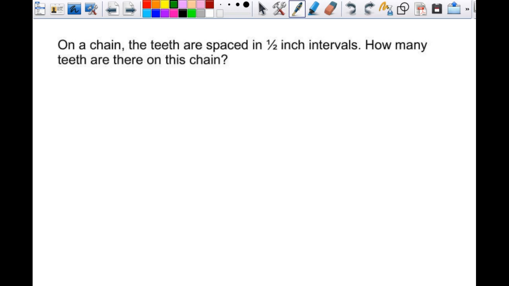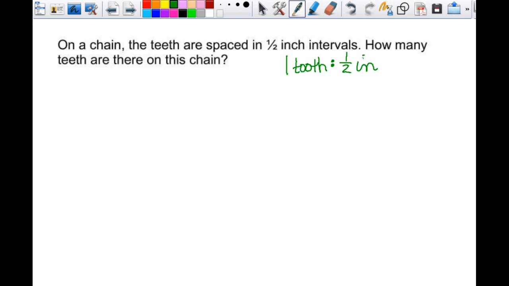All right, anytime you can do something like that, it means there is a proportional relationship there. It gave you a rate. You need to learn how to read these and think about them that way. This says on a chain, the teeth are spaced in half-inch intervals. That means for every one tooth on the chain, there is 1/2 of an inch. It's a ratio, right? It's a relationship between the two. So it is a proportion.